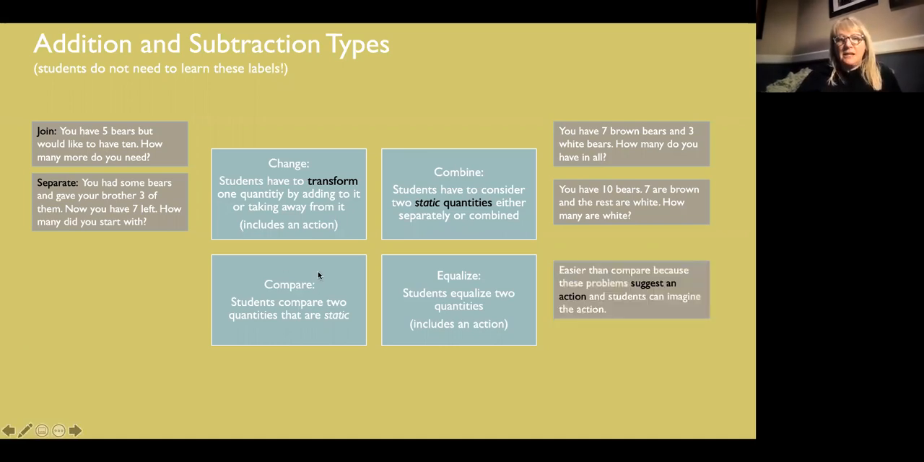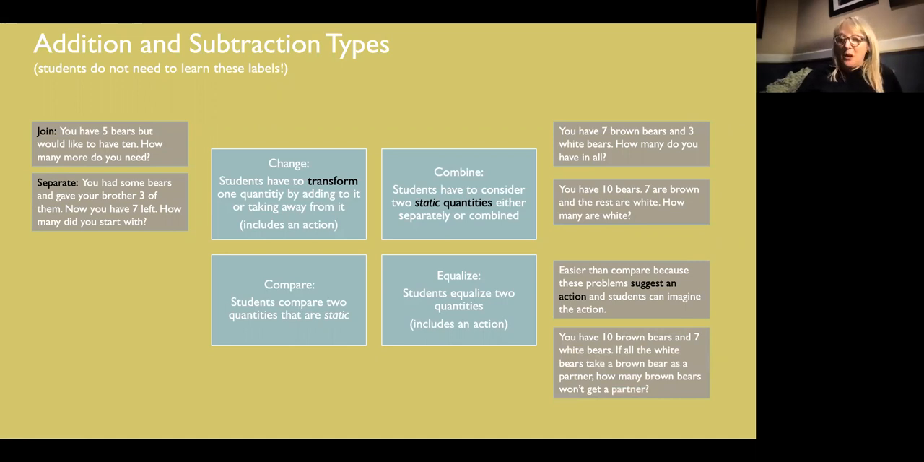The next is equalizing. So these are the two other ones that we often ignore when we're teaching. Equalizing is, again, an easier one than comparing because it actually suggests an action, and we as teachers like that and kids like that. And so students equalizing two quantities, for example, you have 10 brown bears and 7 white bears. If all the white bears take a brown bear as a partner, how many brown bears won't get a partner? And that, again, you're equalizing. They're matching them up to see how many that they'll have left over.